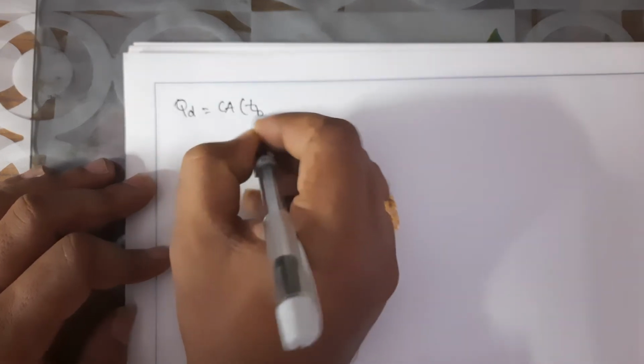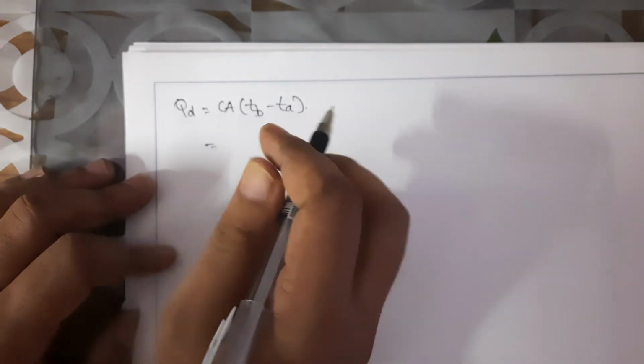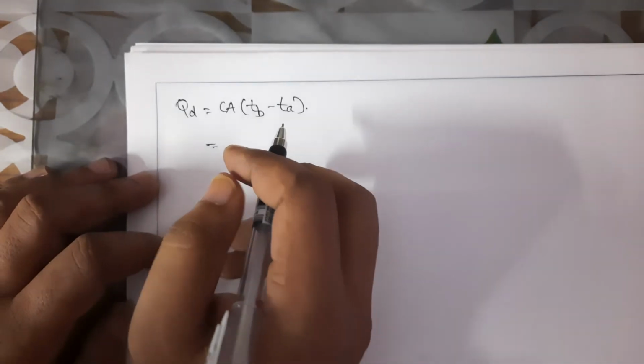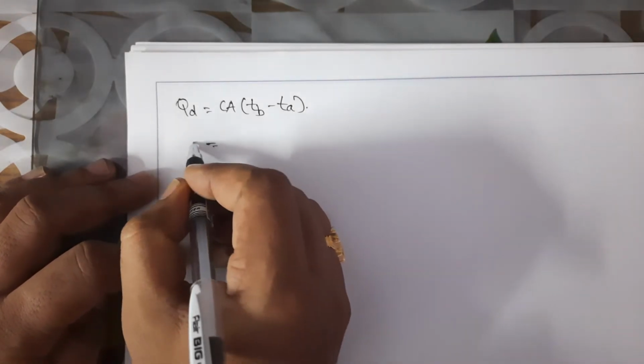For QD is equal to CA into TB minus TA. So this is the formula we are having. Here in the question he didn't mention the C value, so the heat dissipation coefficient he didn't mention to us.